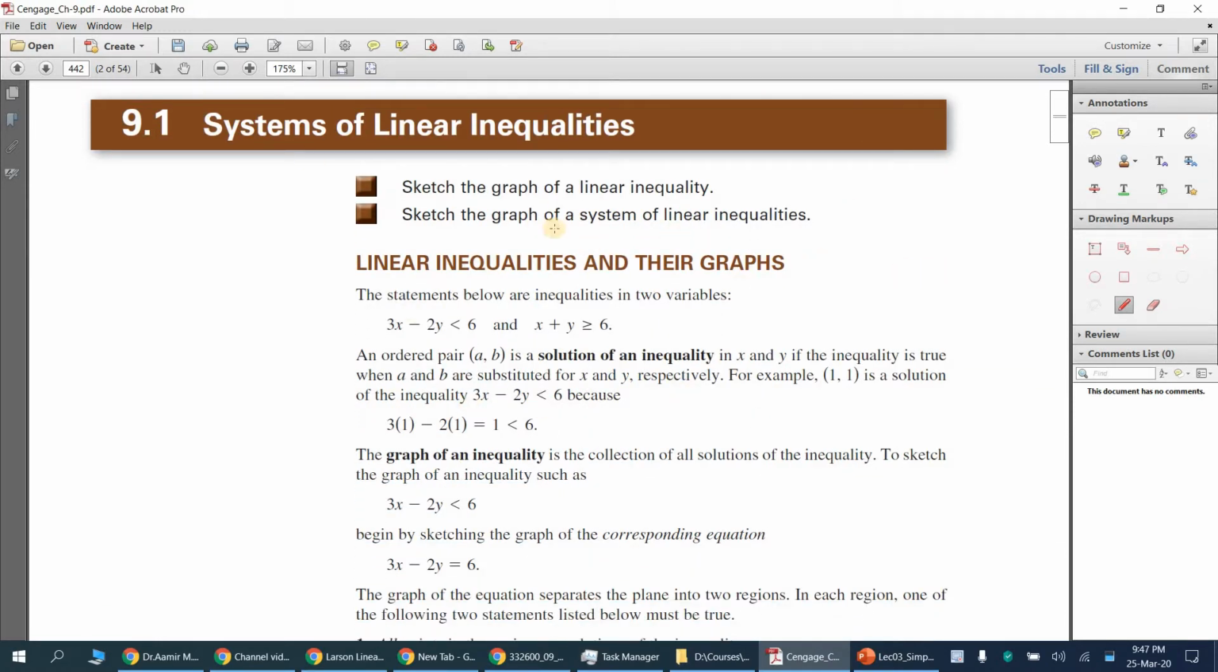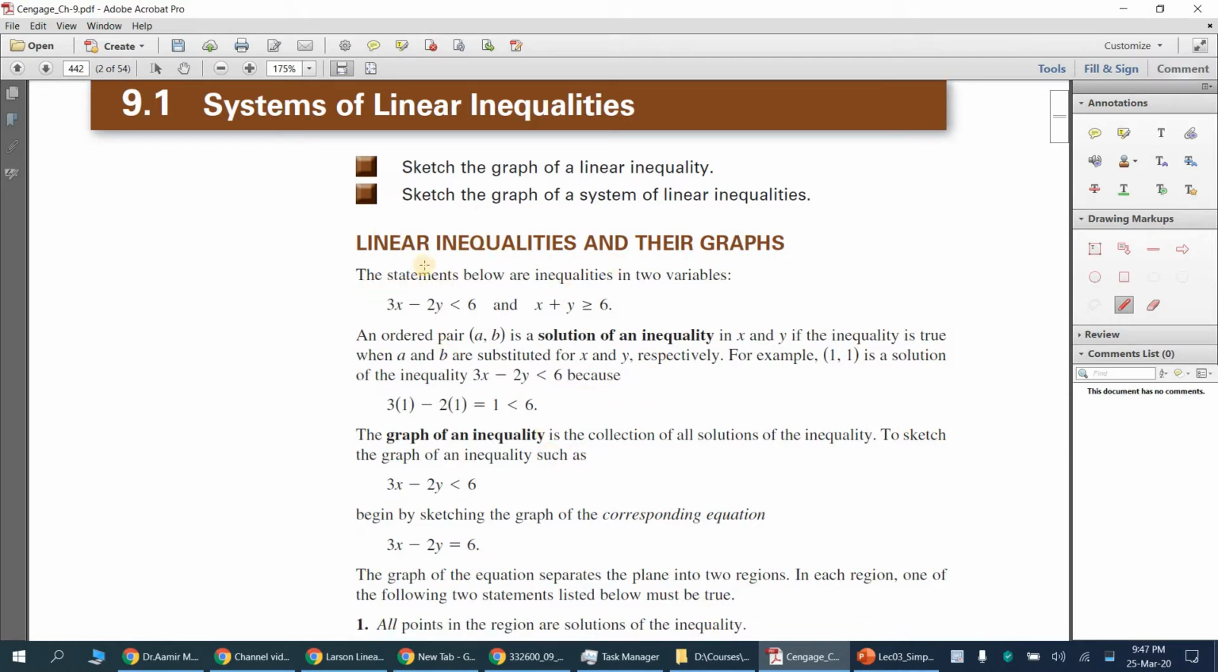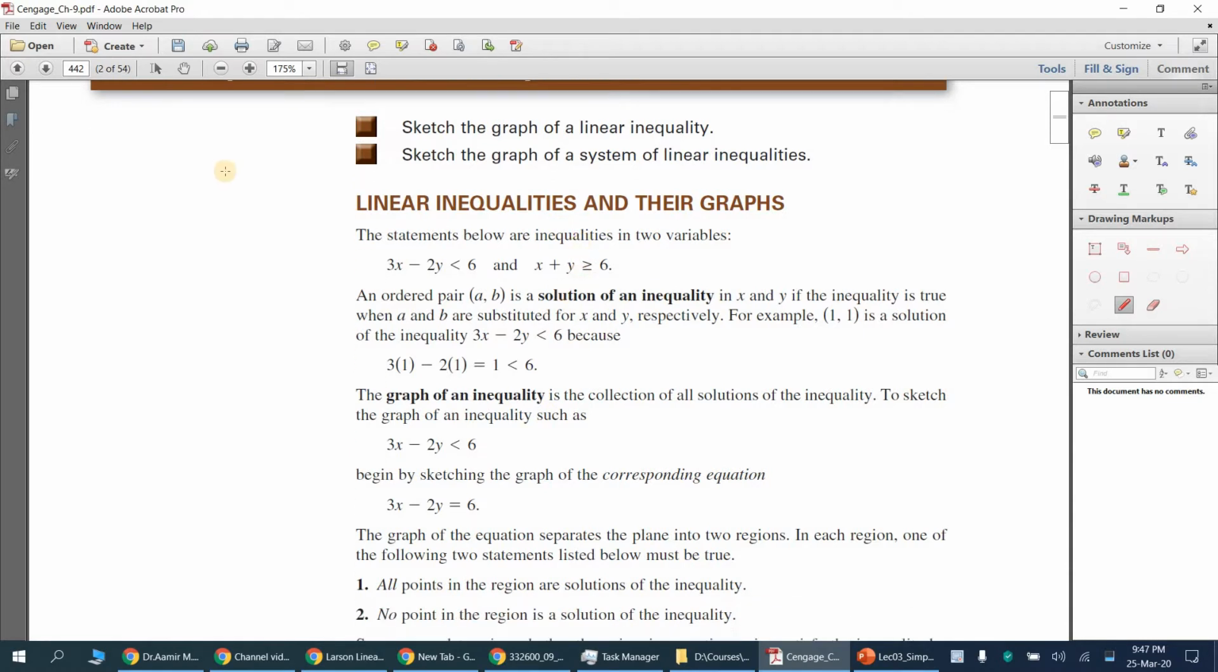I will quickly go through this first part. You did it before. This book is really nice. I recommend that all of you go through the examples in this book. It has linear inequalities and how you can draw them. These are some of the examples you see here for the inequalities.